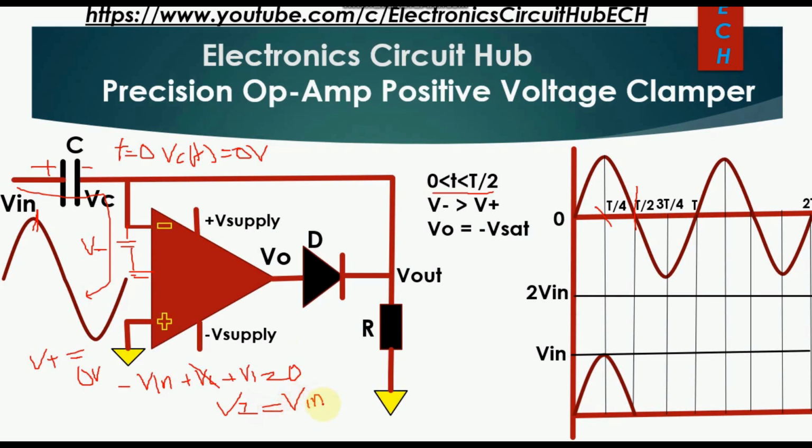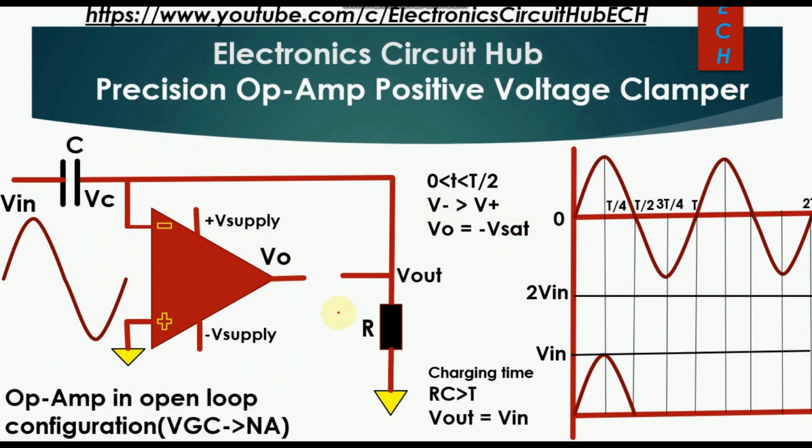Now if your V minus is greater than V plus, that means the voltage at the inverting terminal is greater than the voltage at the non-inverting terminal. At that point of time, your op-amp will go towards negative saturation, so V naught equals minus Vsat. So the voltage at the diode anode is more negative than the voltage at the diode cathode, so this diode will be off.